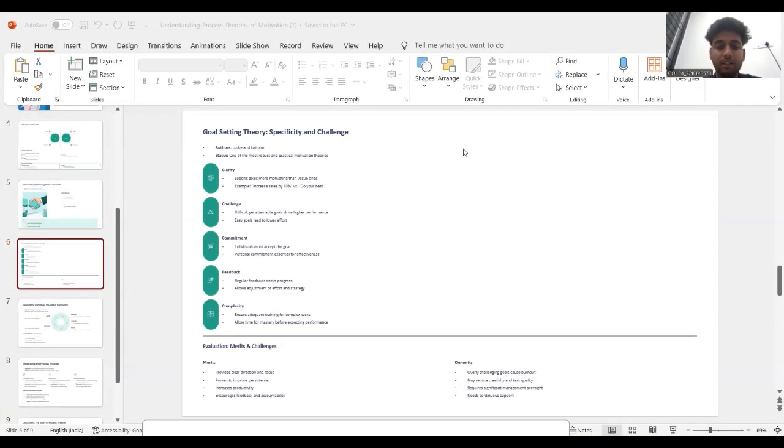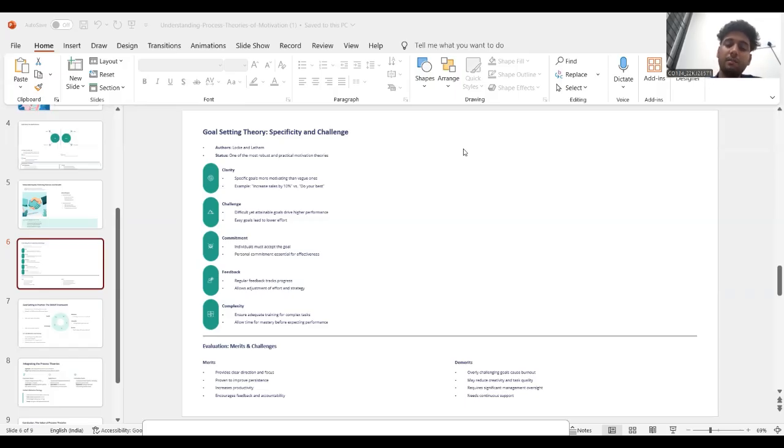Good morning, everyone. I'll be talking about the merits of goal setting theory. First, it provides clear direction. One of the biggest strengths of this theory is that it gives individuals a clear sense of purpose and direction. When goals are specific, people know what is expected from them and can plan their actions accordingly. The second is enhancing motivation and focus. Setting challenging goals encourages employees to push their limits, stay focused on their priorities, and avoid distraction.